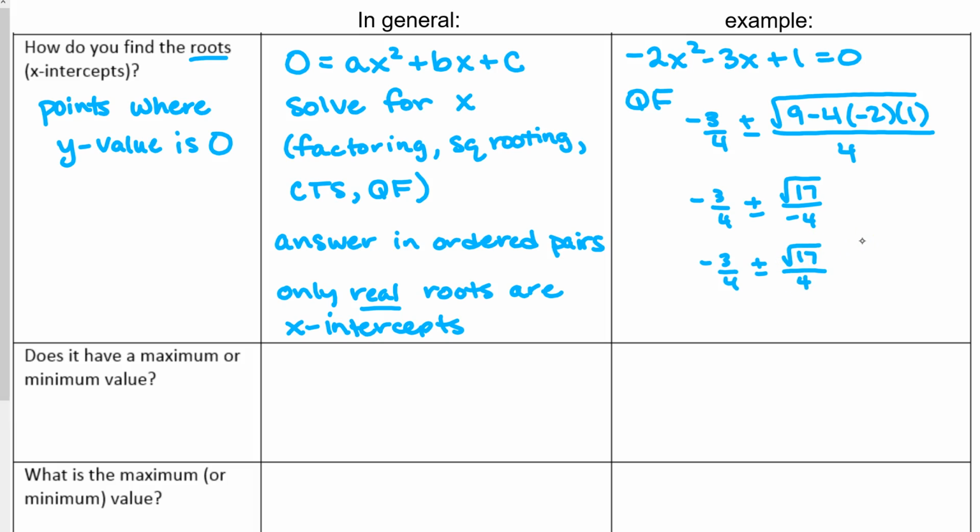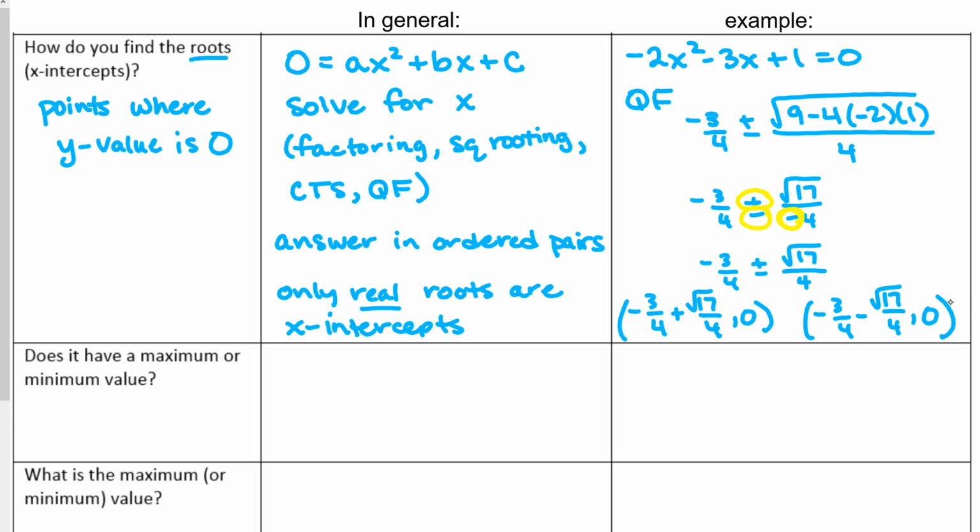And when you see that, you might think, uh-oh, she made a mistake. She forgot her negative. But actually, if you think about it, if you add a negative, you get a negative. If you subtract a negative, you get a positive. So plus or minus a negative is going to be no different than plus or minus a positive. So we can eliminate that extra negative sign. Now, writing these answers as ordered pairs, we have negative 3/4 plus square root 17 over 4, comma 0. And we have negative 3/4 minus square root 17 over 4, comma 0.